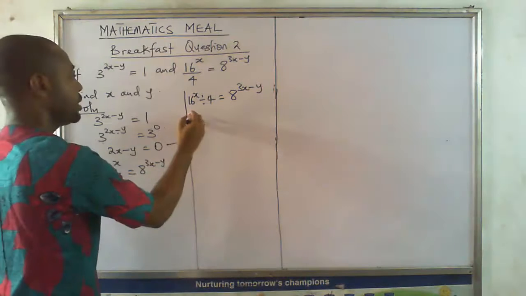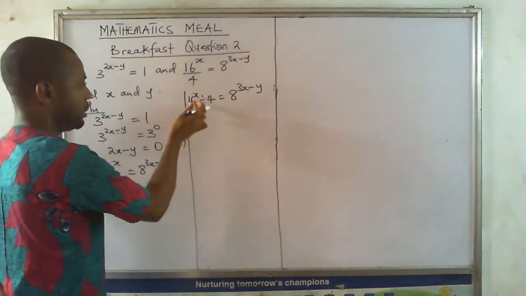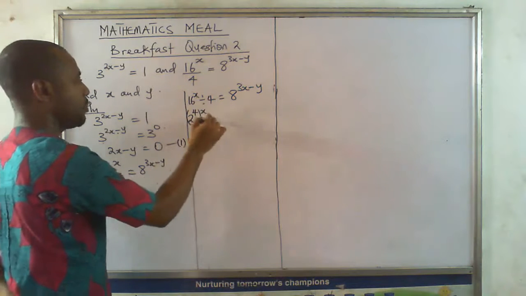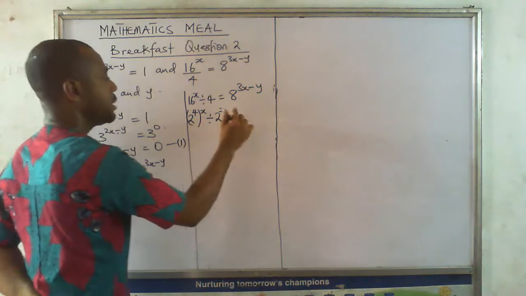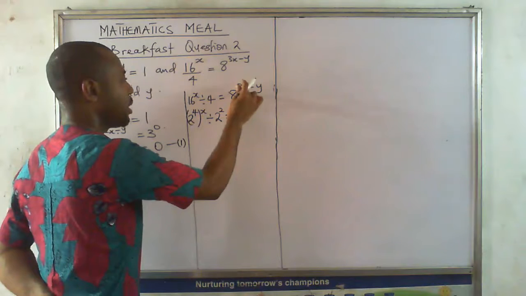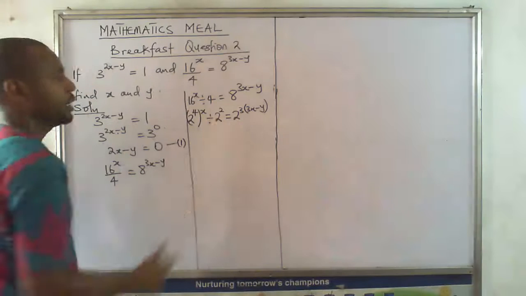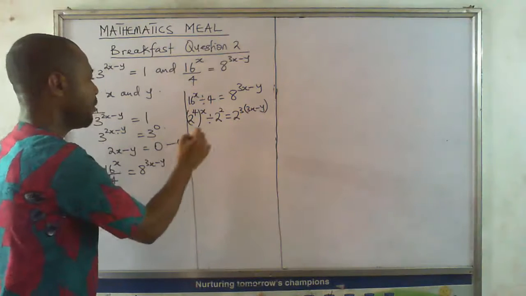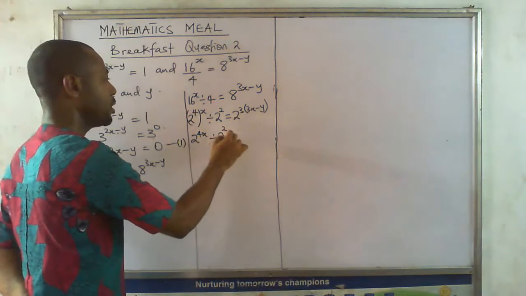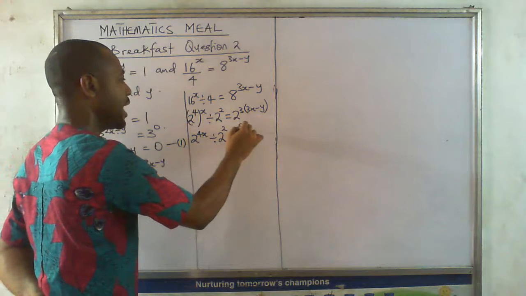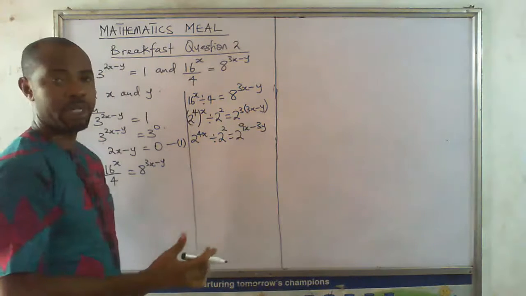So this is saying 2 raised to the power 4 raised to the power x, because we have x here. 16 is 2 raised to the power 4. Then this is 2 raised to the power 2. Now 8 is 2 raised to the power 3. Now we have a power already, which is 3x minus y. That's what we have. So I can write this as 2 raised to the power 4x divided by 2 raised to the power 2 equals 2 raised to the power 9x minus 3y when you open this bracket.